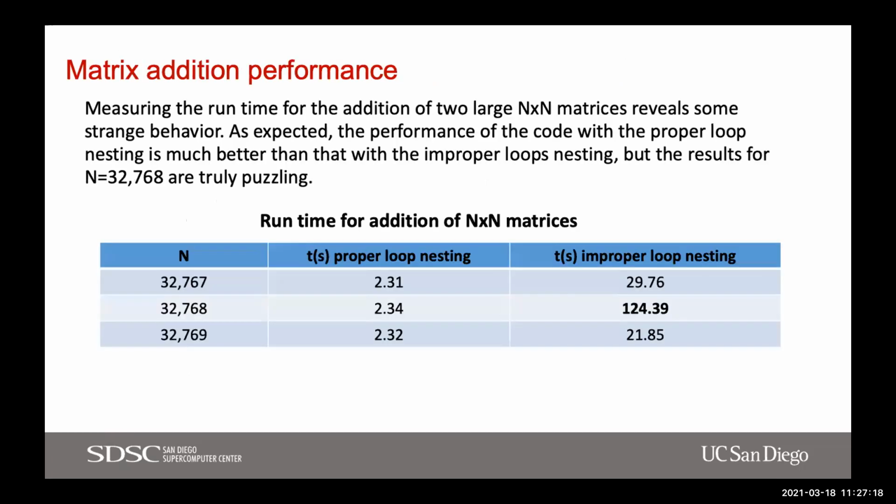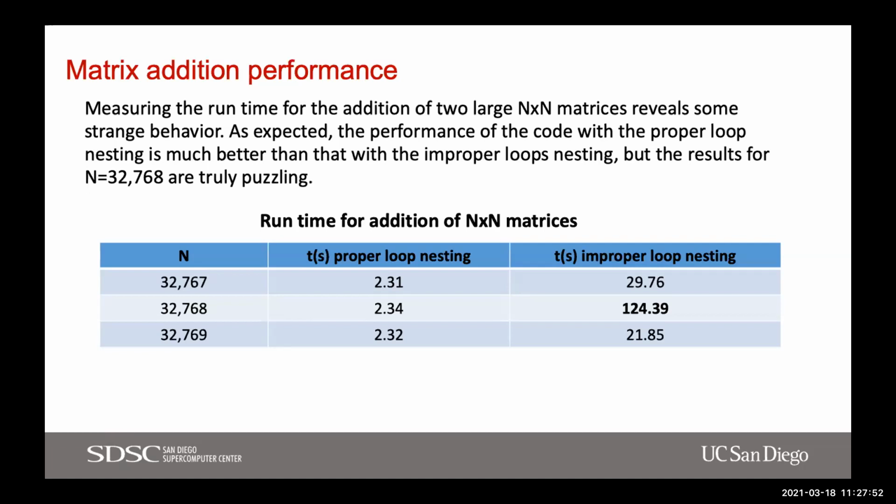And the reason I bring this up is because in our next example, we're going to look at the performance of a matrix addition problem. And this is in the repo that I posted earlier. So here I measured the runtime for the addition of two large n by n matrices. And I saw some really surprising behavior. Here I ran it for 3 different problem sizes: 32,767, 768, and 769. When I used the proper loop nesting, as we would expect, the runtimes are all about the same.